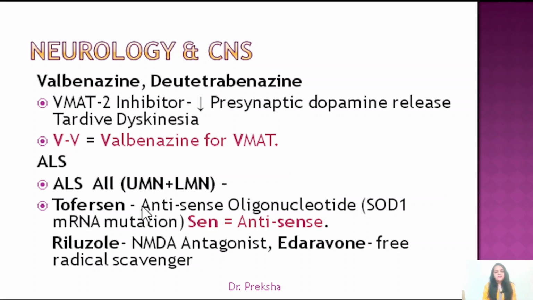Now ALS, amyotrophic lateral sclerosis. The drugs are tofersen, which is an antisense oligonucleotide and acts on the SOD, superoxide dismutase, mRNA mutation. Sen means antisense. Another drug is riluzole, which is an NMDA antagonist. Another drug is edaravone, which is a free radical scavenger. You can remember these as RA, where RA stands for radical scavenger. These drugs are useful in ALS of all types, both upper motor neuron and lower motor neuron.